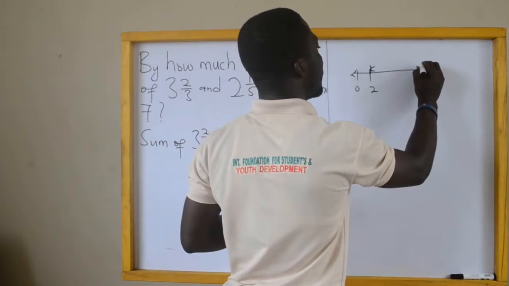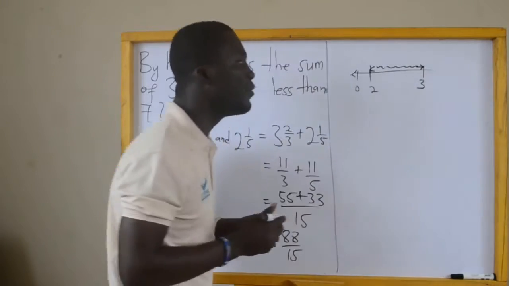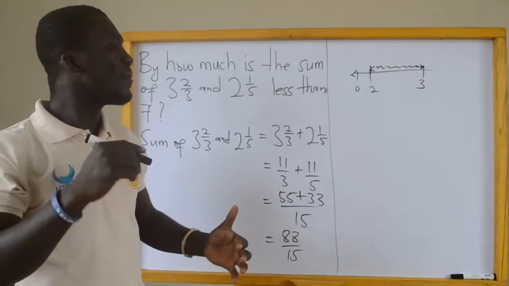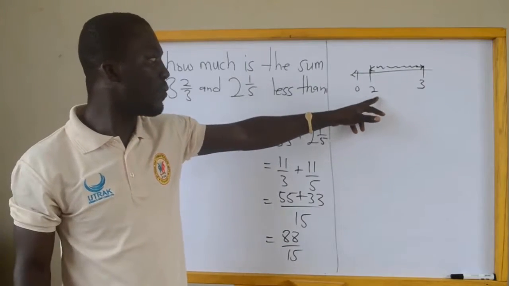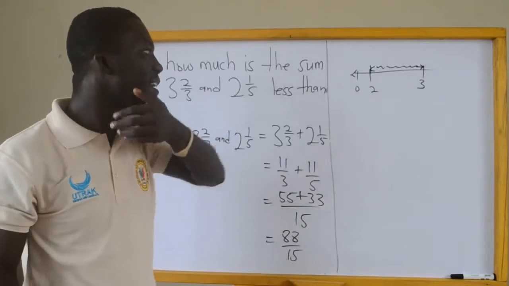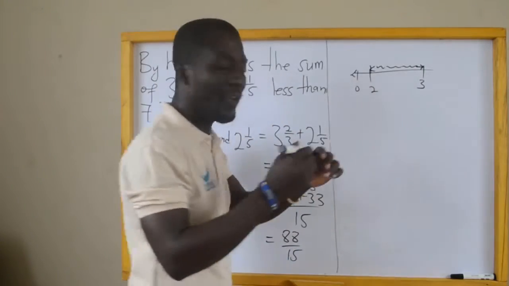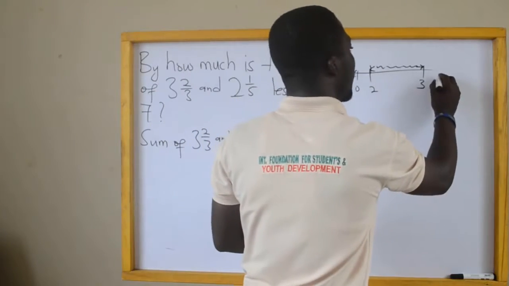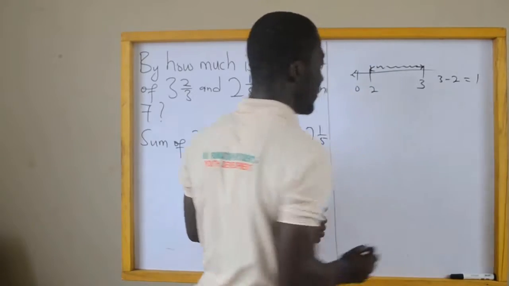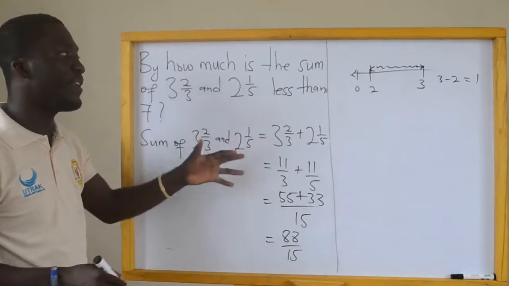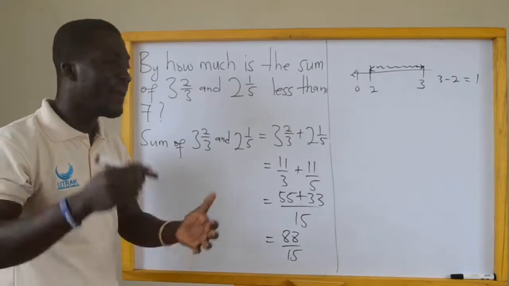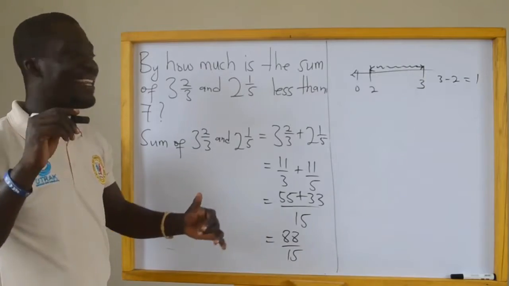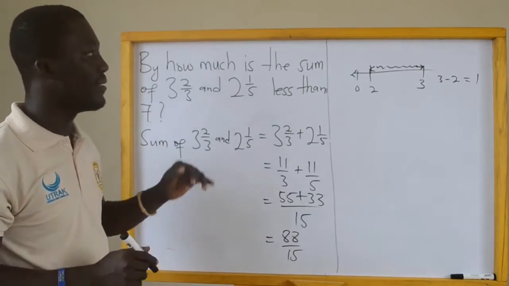This one and this one, here, the interval between 2 and 3. That's what we are talking about. So if you say, by how much is 2 less than 3, it means this interval, which we can easily find by subtracting 2 from 3. So 3 minus 2, we will get 1. The same thing is what is happening here. The question is saying, by how much is the sum, as we have here, less than 7?